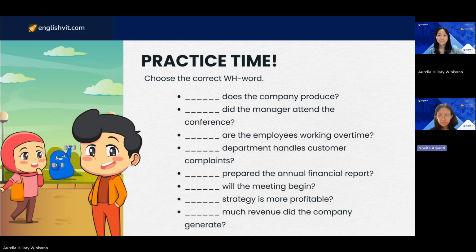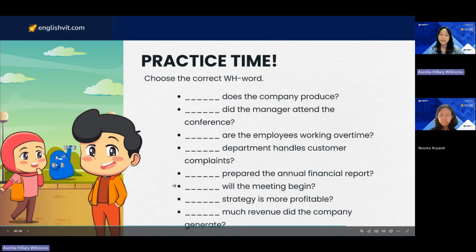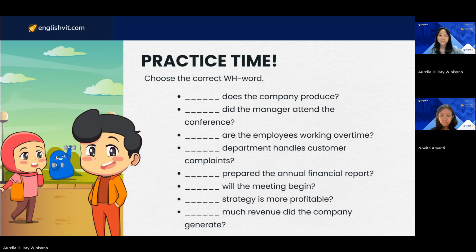Who prepared the annual financial report? The one who prepared the report is John. Okay. And then number six. When will the meeting begin? The meeting will be held in two days. I expect you to say a number, like a clock time or something. Let me try it again. When will the meeting begin? The meeting will be held at 3 p.m. Yeah, something like that. It sounds more natural.